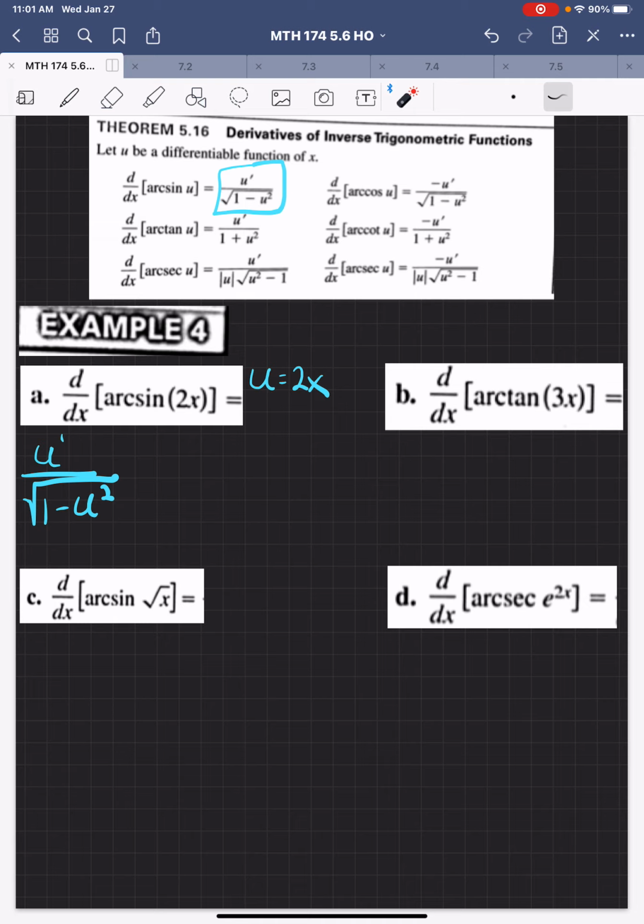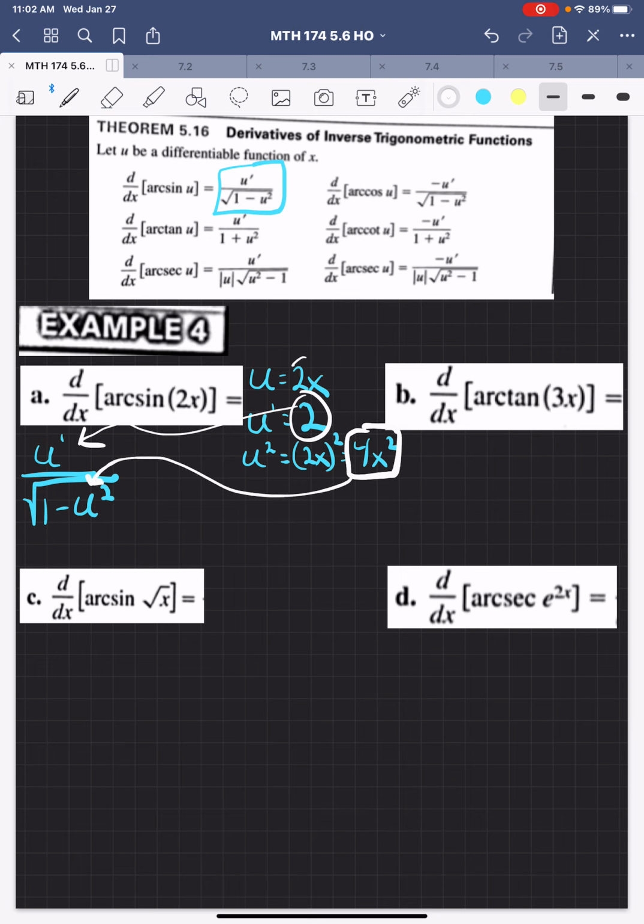Now looking at my formula, I'm going to need to have u prime, so let's go ahead and do that. So u prime, the derivative of u with respect to x, is just 2. And I'm also going to need to have u squared. So let's go ahead and get that out of the way. So u to the power of 2 would just be 2x squared, or in other words, 4x squared. So I now have all the pieces, right? So let's just plug everything into the right spot. So this is going here.